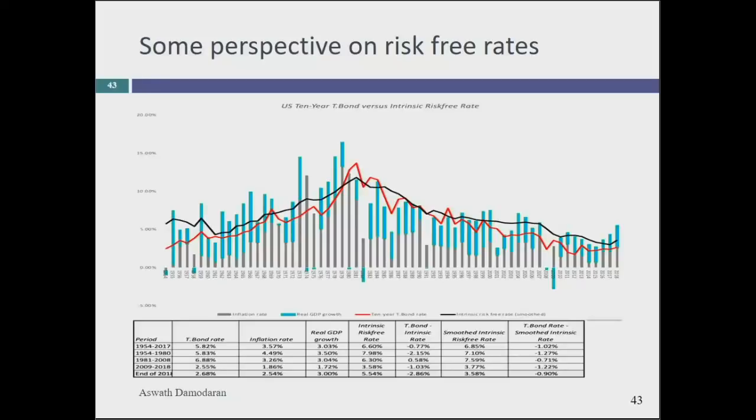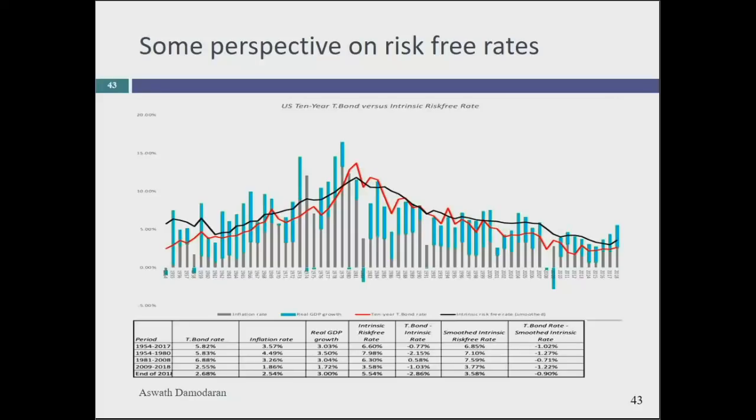So let me ask you a question. Does that gray line seem to move a lot with the actual T-bond rate? Yeah, it does. So if somebody asks me, why have rates been low for the last 10 years? Here's my answer. It's not because the Fed kept them low, but because we've had low inflation and abysmal growth. Low plus low is low.